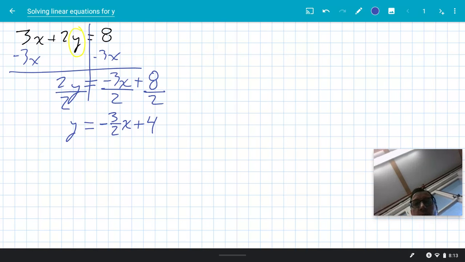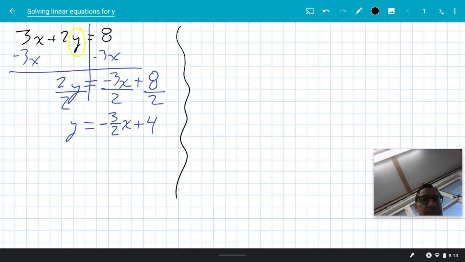Okay, let's try one more and see what you can do here, okay? What if we had, let's see here, 2x minus 10y equals 7. Okay, go ahead and see if you can solve that for y. Pause the video now and solve for y.